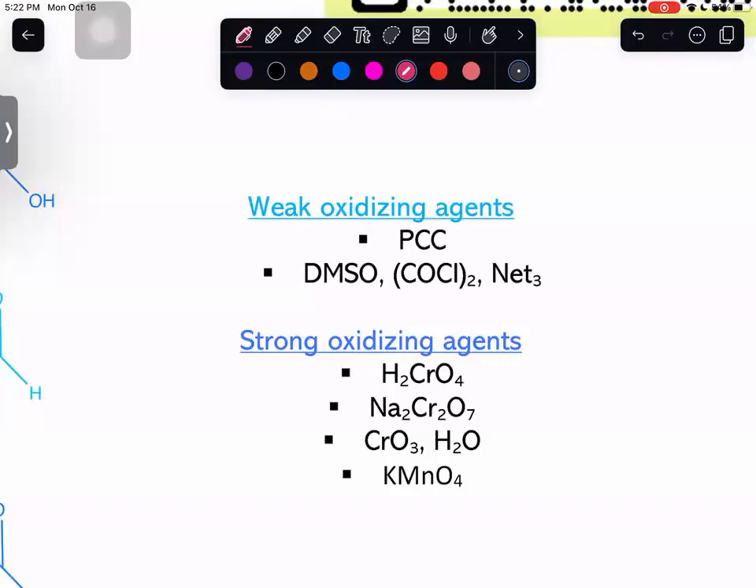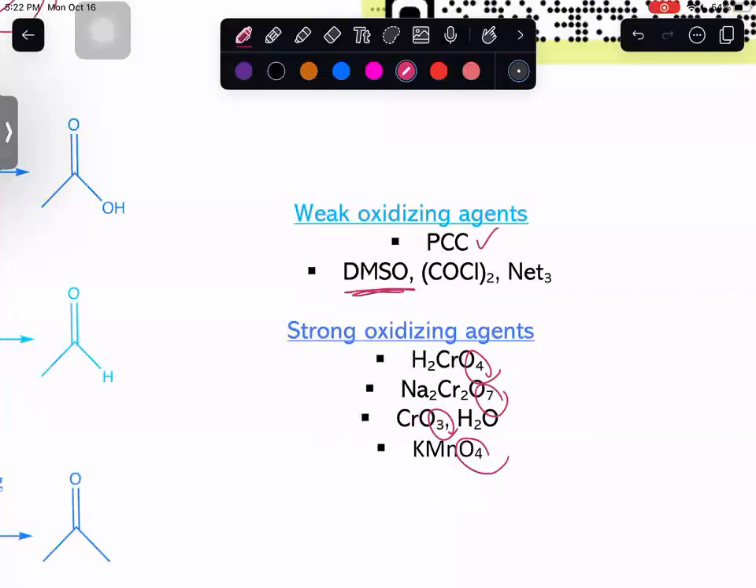Now, you can just memorize the weak ones. Those are the easy ones to memorize, just PCC and DMSO. That's it. Anything else is going to be a strong oxidizing agent. Also, notice that we have a bunch of oxygens in those guys. So as soon as you see a bunch of oxygens, that should point you to a strong oxidizing agent.